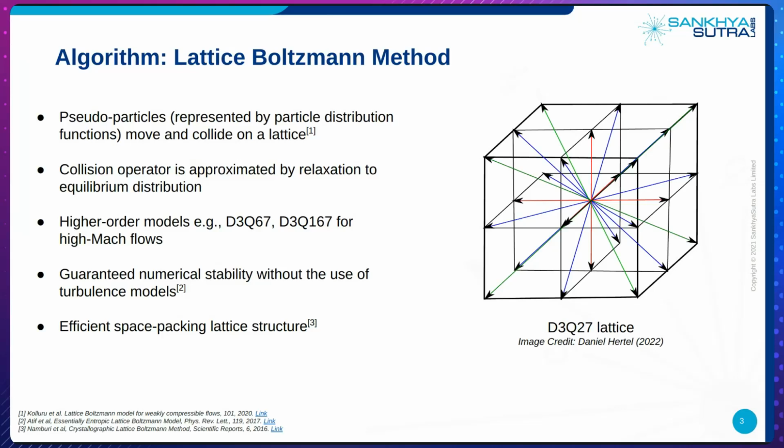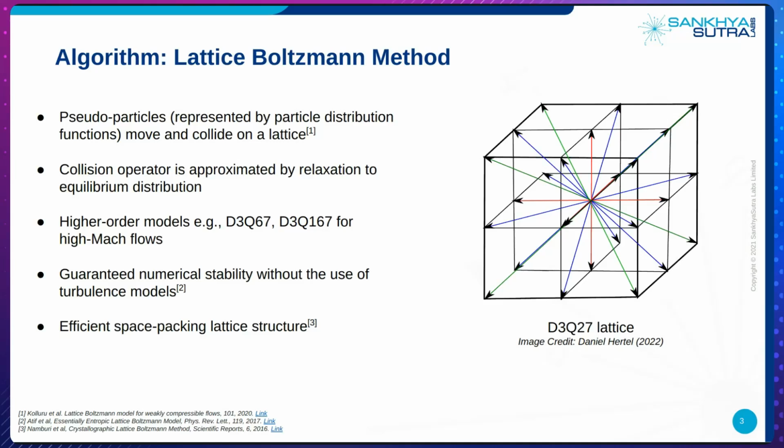You can also use higher order models. You can also use different variants of these discretized velocity models in order to simulate flows at different regimes. For example, you might want to use a lower order model, or a model with relatively fewer velocities in the discretized velocity space, to simulate a laminar flow. You might want to increase the number of velocities that you discretize your velocity space with for a more turbulent flow, or for a flow which is characterized by a higher Mach number.